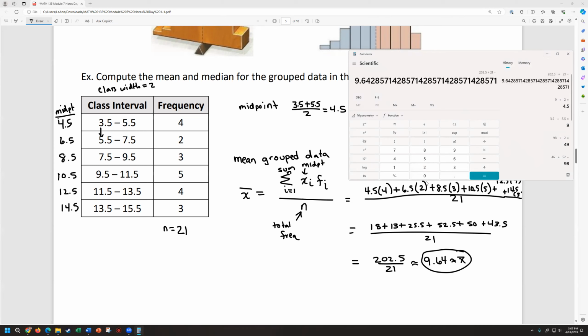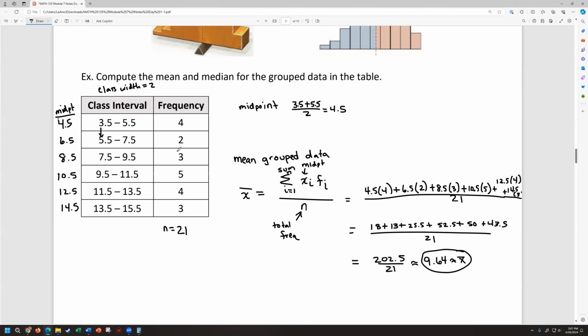So notice that this is not a perfect mean. It's not the exact mean because we did not know what the 5 numbers actually were in the interval from 9.5 to 11.5. Essentially, what we're doing here is we're making them all 10.5 and using that middle value as a kind of estimator, okay?